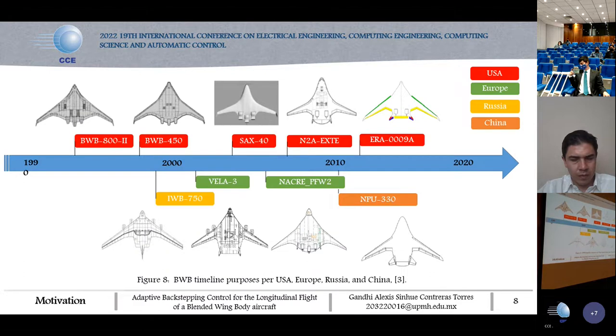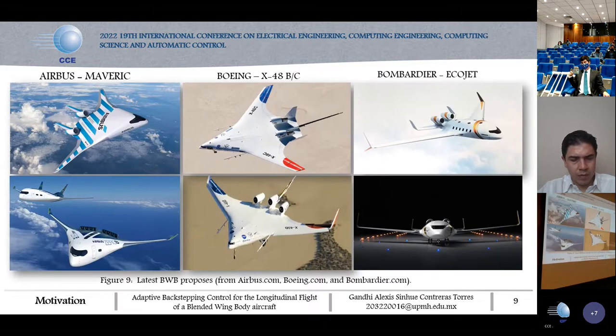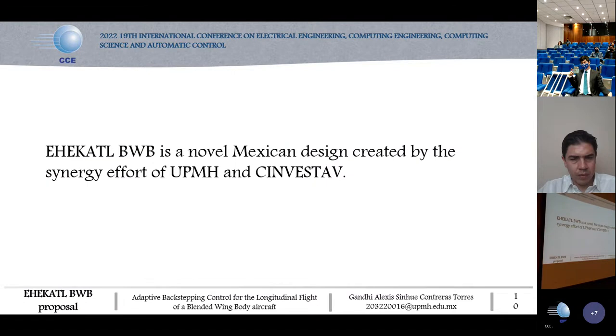With all these studies and research, many countries, and many countries in Europe, are collaborating to investigate new configurations for these kinds of aircraft. I have this timeline showing how all these investigations have been done. And finally, we have these three proposals that are the latest test proposals: this one is from Maverick, this one is from Boeing, and this one is from Bombardier. So we are hoping to see this aircraft in the next decades, in 2030 or 2050.